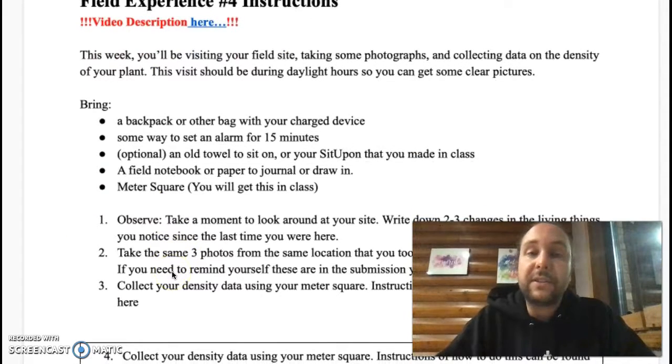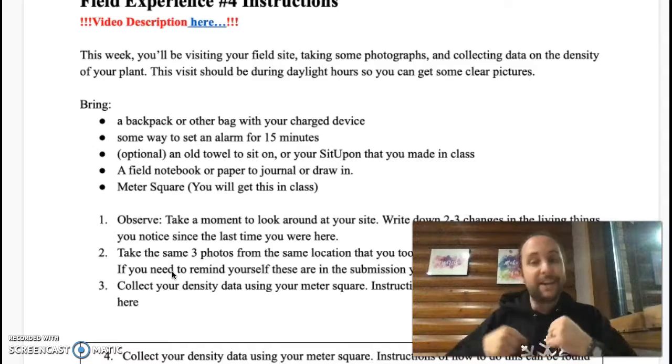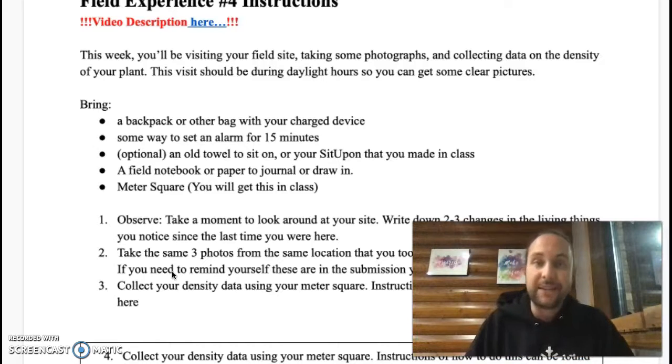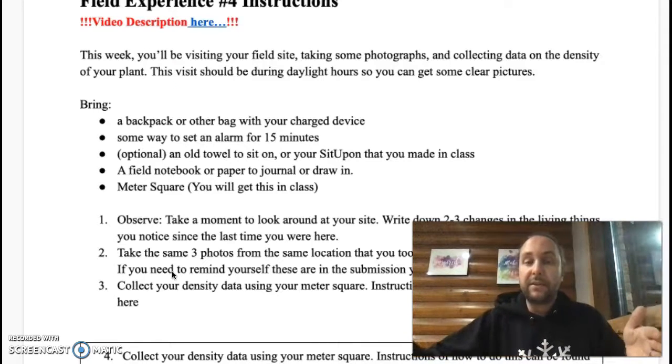So when you go out to your field site this week, you're going to want to bring a backpack, your charged device with you, something to set an alarm with, then something to sit on because it's going to be cold. Make sure you're wearing lots of warm clothes this week, okay? It's going to be cool out there, so that's like a long sleeve shirt underneath your sweatshirt, underneath your jacket, maybe some tights under your pants or long underwear, a couple pairs of socks, that kind of thing. You'll want a field notebook where you can record some data, and you'll need your meter square that you picked up in class. Okay.